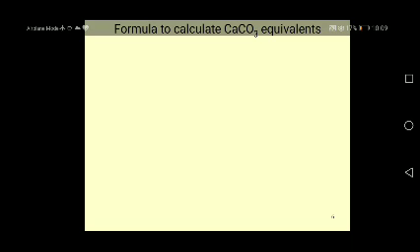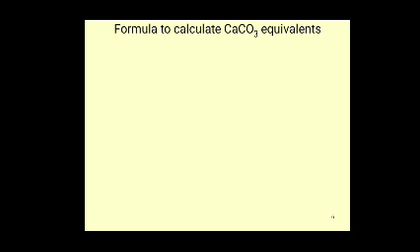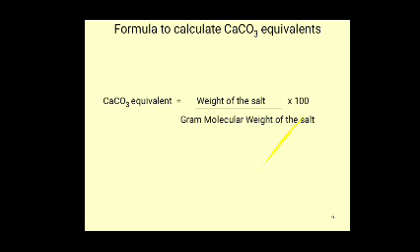Formula to calculate CaCO3 equivalent weight. Therefore, CaCO3 equivalence is equal to weight of salt by gram molecular weight of salt into 100.